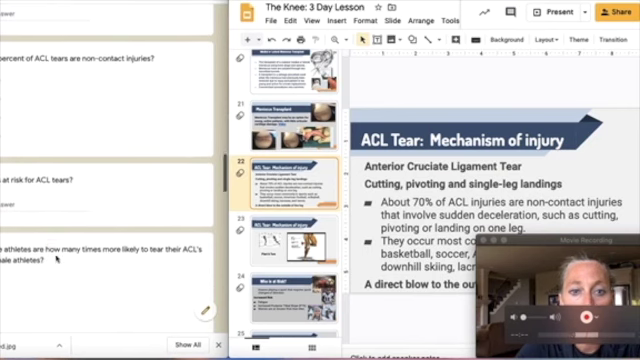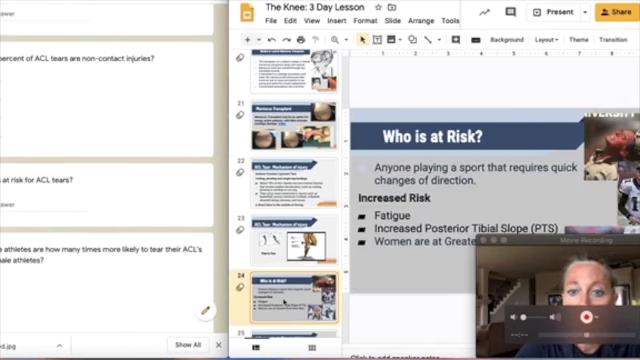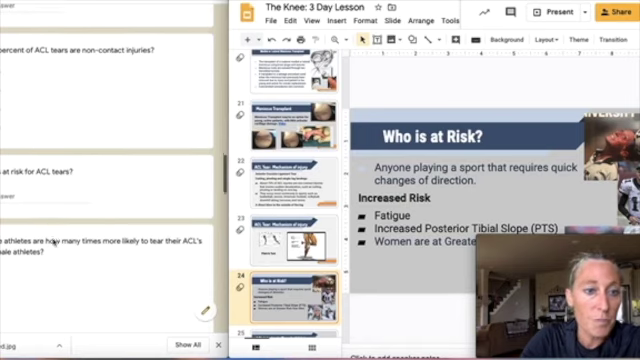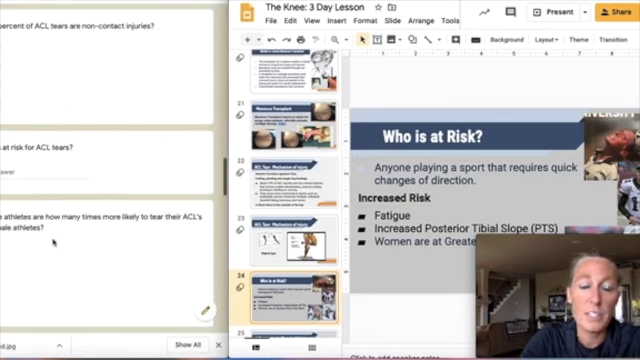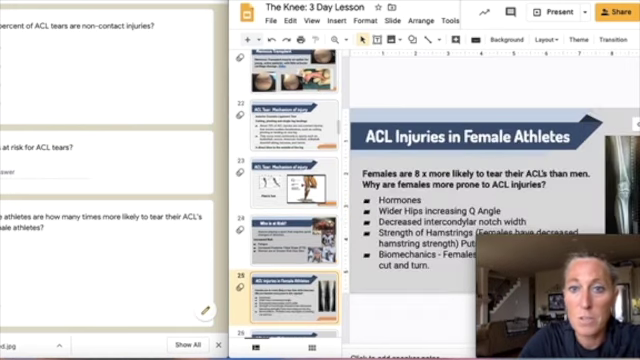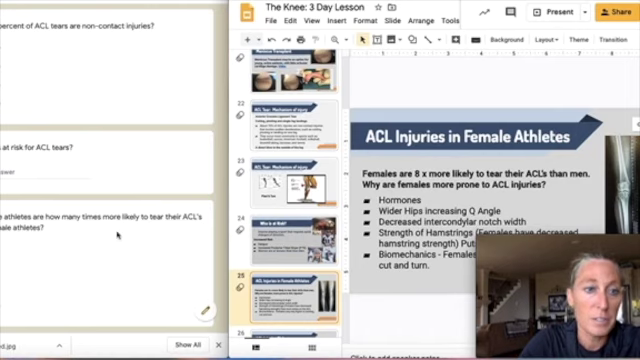Who is at risk for ACL tears? Anybody that plays a sport where there's quick changes of direction, plant and turning. Female athletes are how many times more likely to tear their ACLs? Let's find our notes. Who's at risk? All right, females are 8 times more likely to tear their ACLs than men.